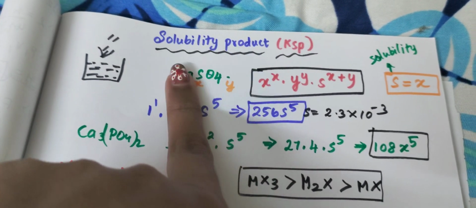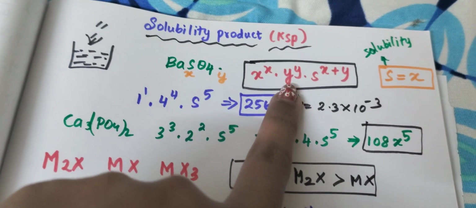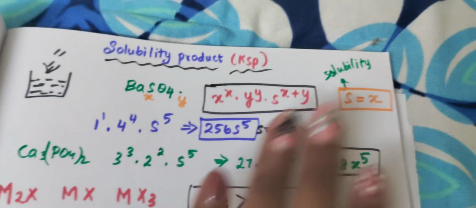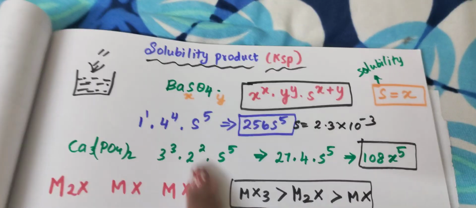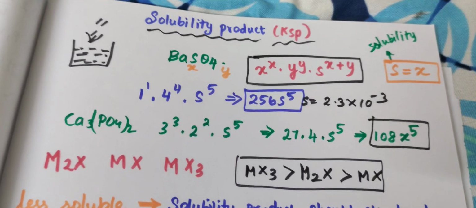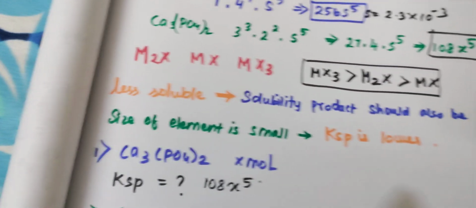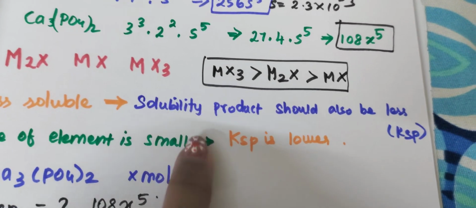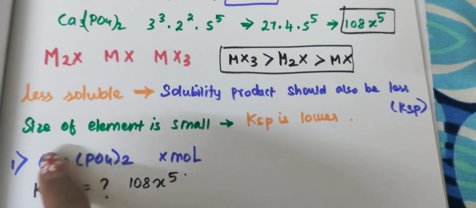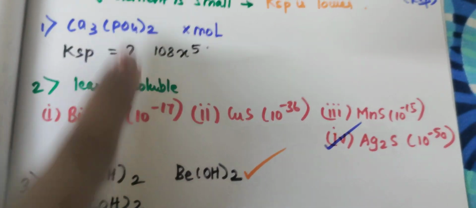Let's have a quick revision. KSP means solubility product. This formula you should know: X to the power of X, Y to the power of Y, and S to the power of X plus Y. And in most cases S will be given as X only, so don't get confused. We have seen 2 examples, and this order you should remember: MX3 is greater than M2X, which is greater than MX. If the KSP value is less, then the compound is less soluble, and if the size of the element is less, KSP is also less. We have looked into some examples.